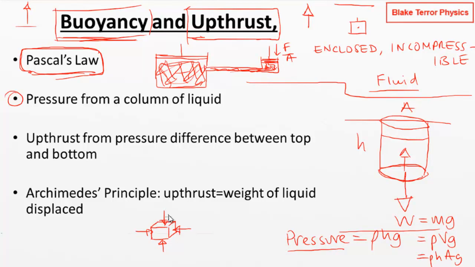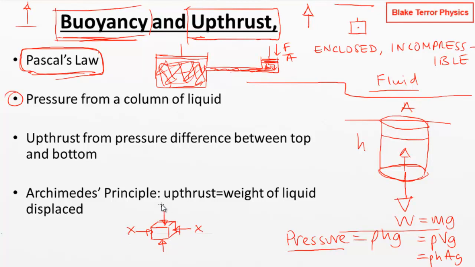So the top is going to get pushed down, the bottom is going to get pushed up, and each one of the sides are going to get pushed. The right hand side will get pushed to the left, the left hand side will get pushed to the right. So for horizontal motion, because they're at the same depth, they've got the same pressure, so they've got the same force, so they're going to be cancelling out. So these are going to cancel out with each other.